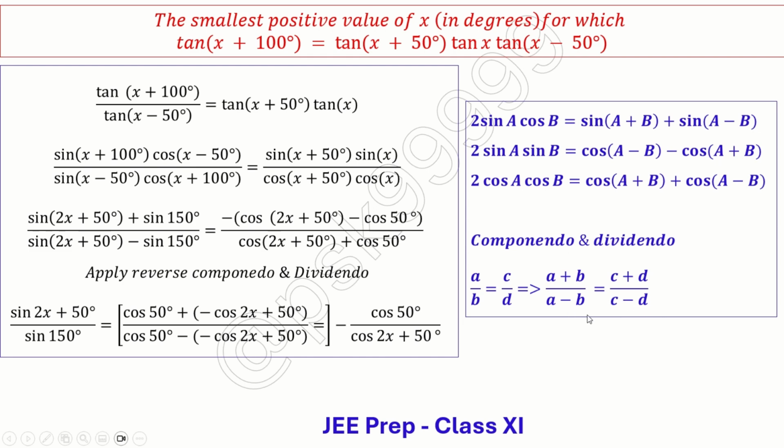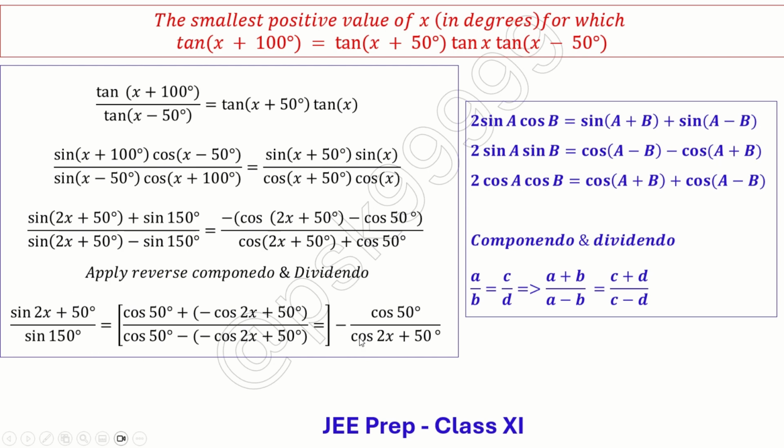What I'm trying to do is, if this is in this form, I will convert it to the initial form, that is a by b equal to c by d. So if I see here, a plus b divided by a minus b. Here also, if I rewrite this into this form, a plus b divided by a minus b, then by componendo and dividendo it is equal to a by b equal to c by d. So a is sine of 2x plus 50 divided by sine 150, which is equal to, from this form I will get cos 50 minus cos 50, divided by minus cos of 2x plus 50, which is nothing but minus cos 50 degrees divided by cos of 2x plus 50 degrees. Hope you are clear till this point.